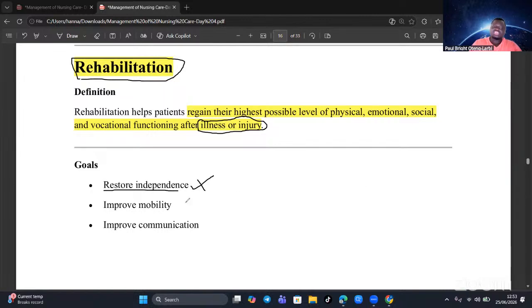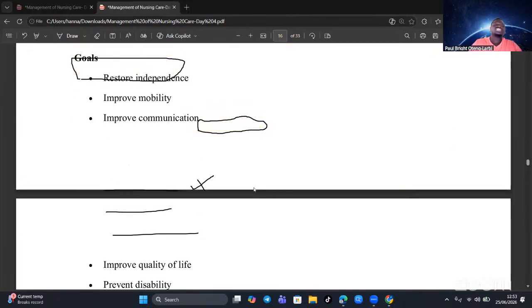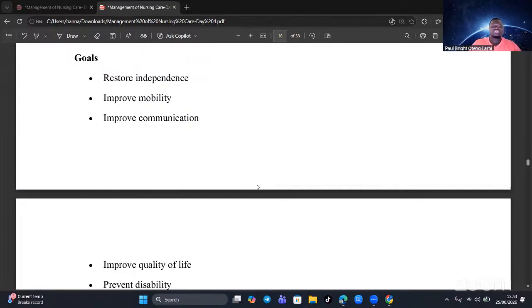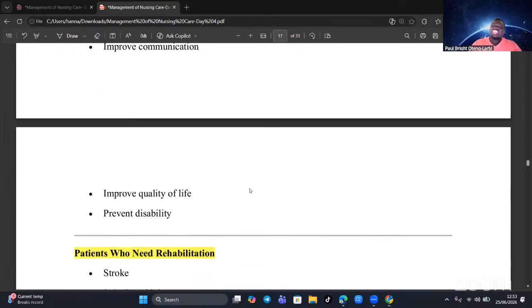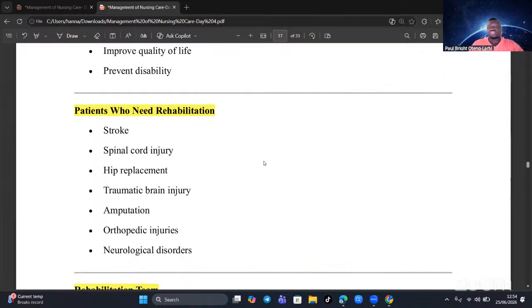Yes. Improve mobility. Improve communication. Rehab is, see, everybody can go to rehab. Improve quality of life. Somebody is worrying you in the house. You are having psychological anxiety issues. Rehab to go and come back to yourself. Prevent disability. Okay. So the rehab guys will come in.